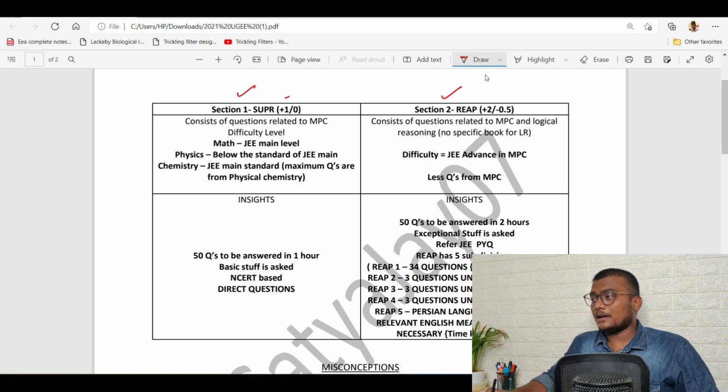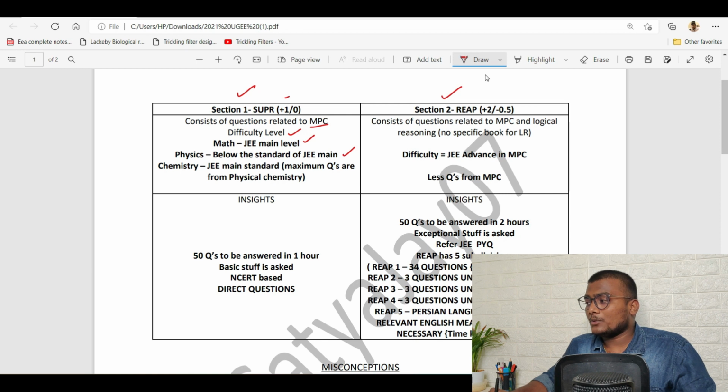When it comes to section two, it is plus two and minus 0.5 negative marking. According to his experience, section one consists of questions related to MPC. The difficulty level is, for example, in maths JEE Mains level, physics below the standard of JEE Mains, and chemistry JEE Mains standard. Maximum questions are asked from physical chemistry. So that's what his experience says for the UGEE 2021 paper.